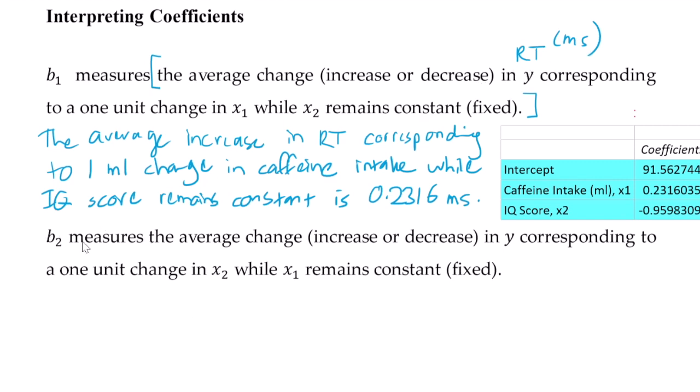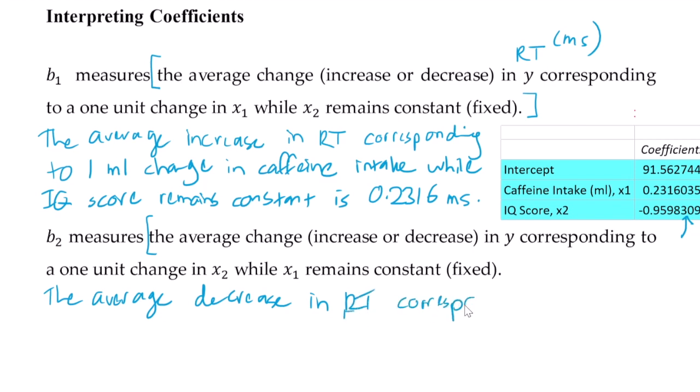Okay, let's interpret B2. The value of B2 is negative 0.9598. So the average, this would be a decrease because our B2 is negative, in Y, our reaction time, corresponding to 1 unit change in X2.